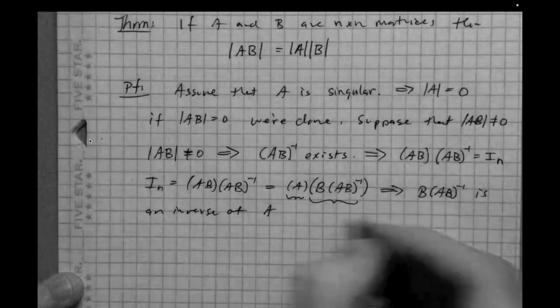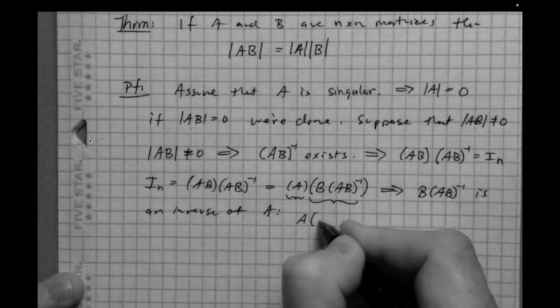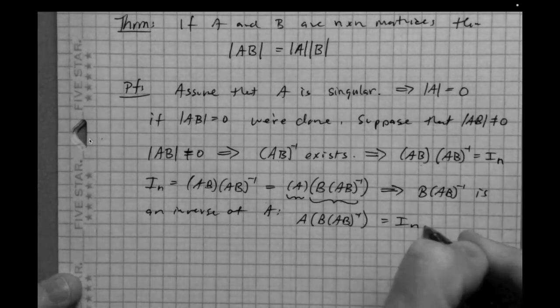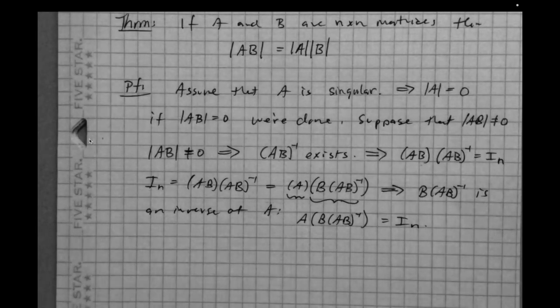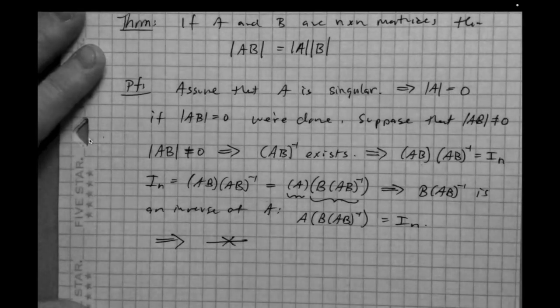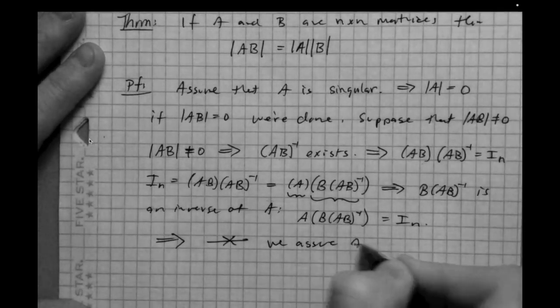Right? Because, what do I see here? I see that A times B inverse, AB inverse, is equal to the identity. So this is at least a right inverse. Okay, and so that's a problem. Why is that a problem? That implies a contradiction because we assumed A is singular.